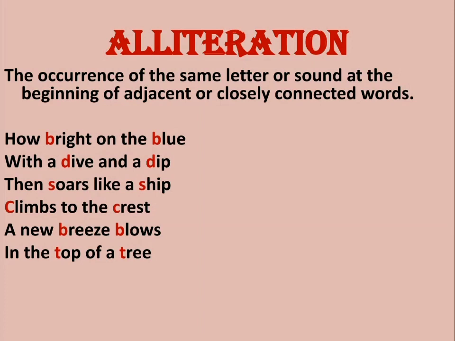With a dive and a dip, D sound. So D and D here. Then soars like a ship, S sound. Climbs to the crest, K sound. A new breeze blows, B, B, B sound. In the top of a tree, T sound, right? So these are the alliterations. These are the sounds at the beginning of adjacent or closely connected words in a line, right?